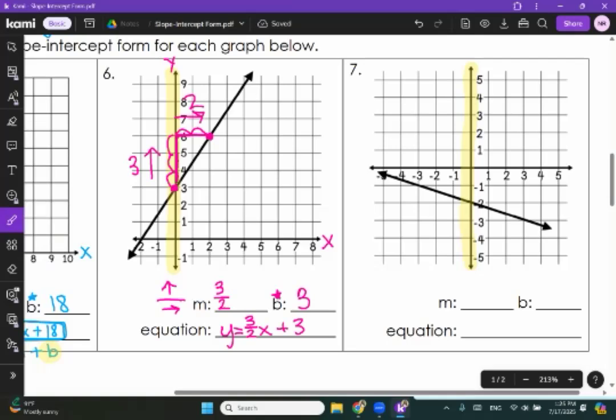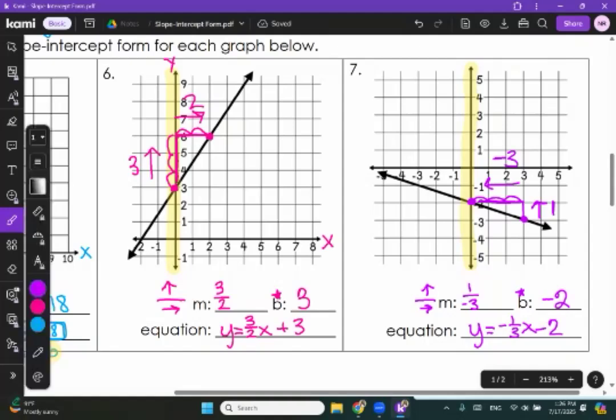Number 7. Always look for the y-intercept first. It's crossing at negative 2. And typically it gives you a good first point to use. I'm going to use this one here on the side. We're going to rise by 1. And we're running what? Backwards. So that makes this number negative. 1, 2, 3 boxes. This fraction does not simplify again. So y equals negative 1/3 x minus 2.